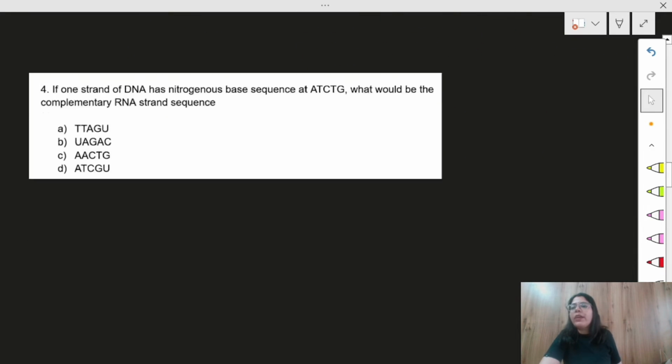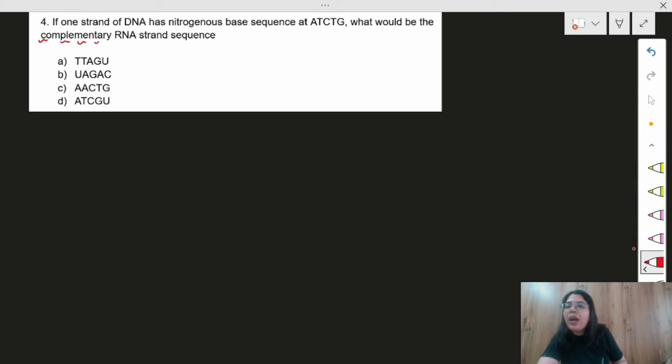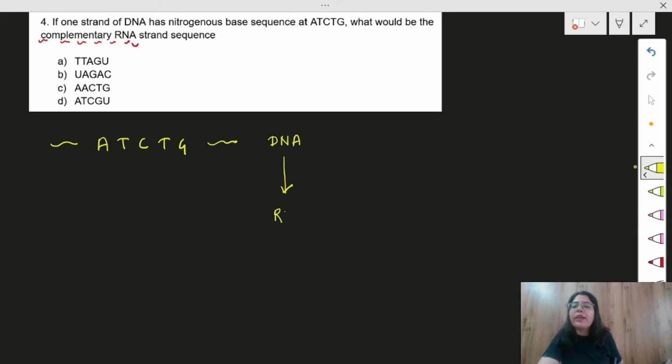Understood? Okay. Now, if one strand of DNA has a nitrogenous base sequence of A, T, C, T, G, what would be the complementary RNA strand sequence? Very easy question. They have given you one sequence and they are asking for the complementary RNA sequence. They have not defined whether this DNA strand is 5 prime to 3 prime or 3 prime to 5 prime. They just mentioned that this is one of the DNA strands. You have to tell the complementary to make RNA.